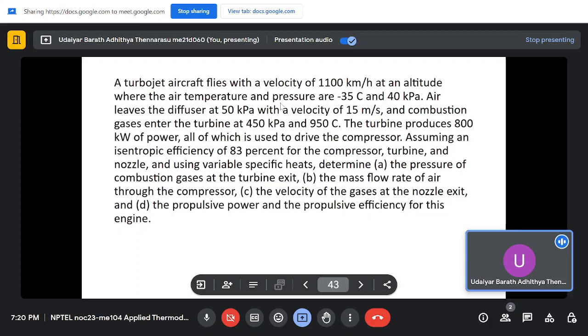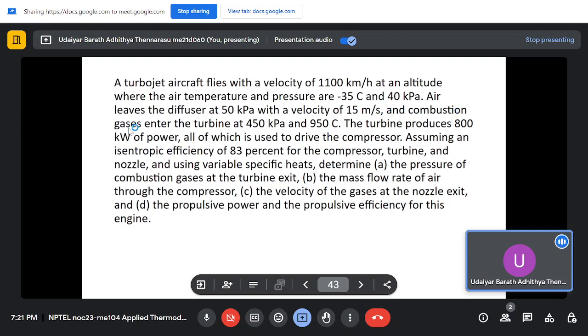So moving on, the next problem is: a turbojet aircraft flies with a velocity of 1100 km per hour at an altitude where the air temperature and pressure are minus 35 degrees Celsius and 40 kilopascal. Air leaves the diffuser at 50 kilopascal with a velocity of 15 meters per second. So you know the inlet air which is coming in and the exit of the diffuser.